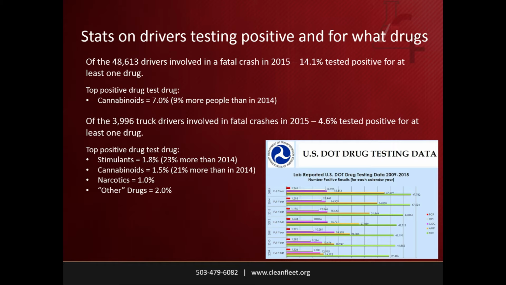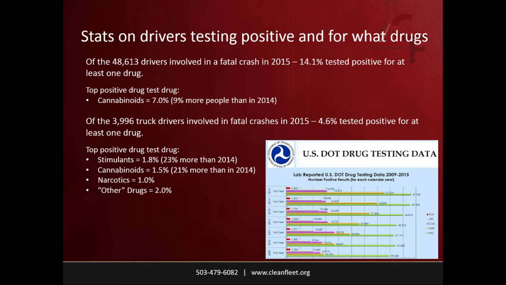There's also 4.8% of them that had stimulants, 4% had depressants, and 3.7% had narcotics. But specifically in the trucking industry, marijuana was found in 21% more truck drivers involved in fatal crashes than the previous year. So between 2014 and 2015, 21% more drivers involved in fatal crashes had marijuana in their system.